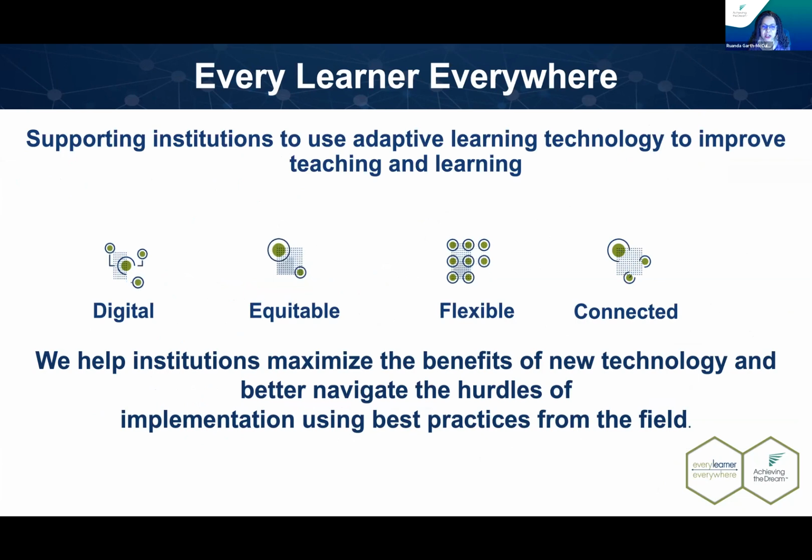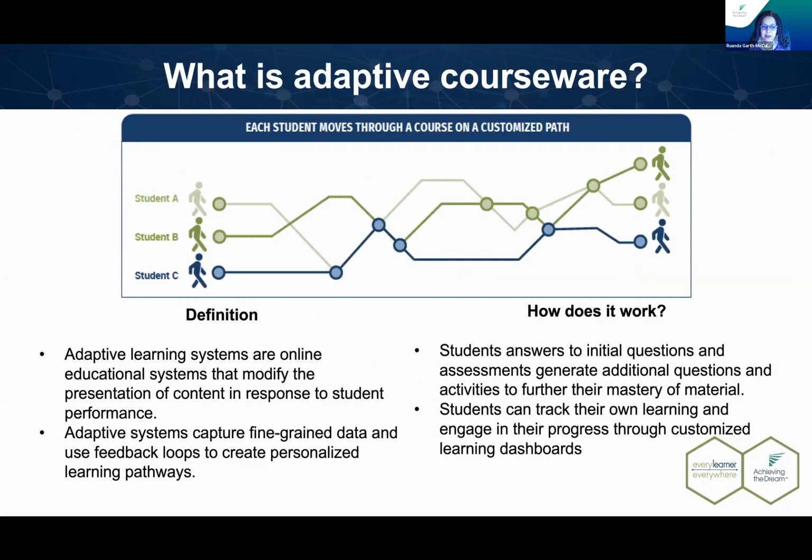Each of these colleges shared the goal of increasing their student success rates in their courses. Adaptive courseware, if you're not aware, is a digital teaching and learning tool that provides personalized instruction based on a student's response. Next slide, please. The software adjusts the level of difficulty and amount of the questions students complete based on how they respond.